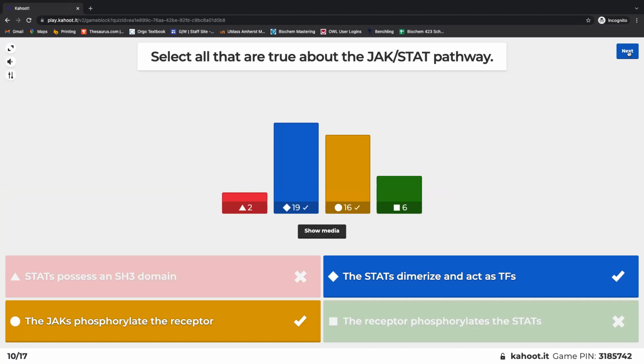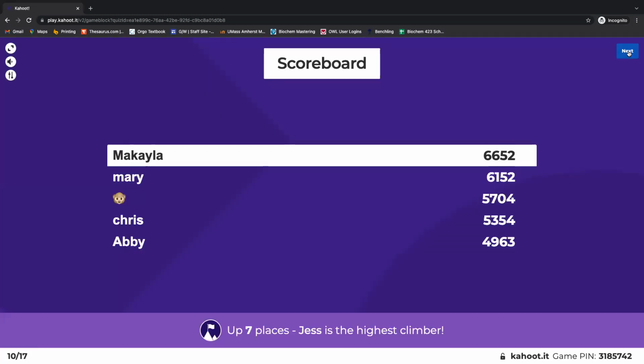They do the receptor and the STAT. Again, the receptor has no kinase domain. It does not phosphorylate anything. The receptor itself is bound to the JAKs, and it contains an SH2 domain. That's a small difference, but it will affect you on the test, unfortunately. That was a student question about the receptor.